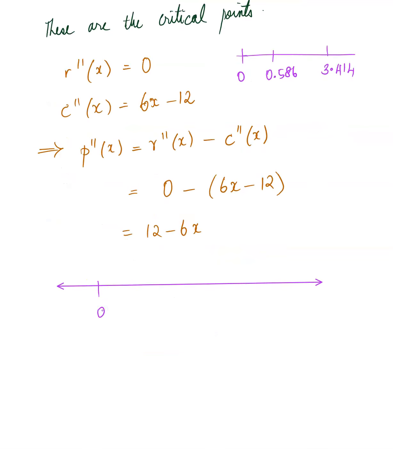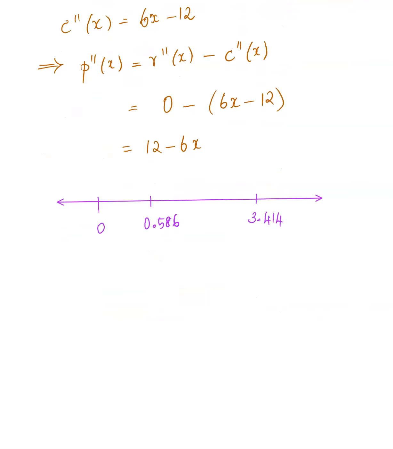So 0, 0.586, 3.414. That comes from the first derivative. Then I want to set my second derivative to 0. So what does that give us? That gives us 12 minus 12 equals 6x, so x equals 2. So I'm going to bring that here as well. There is a 2.